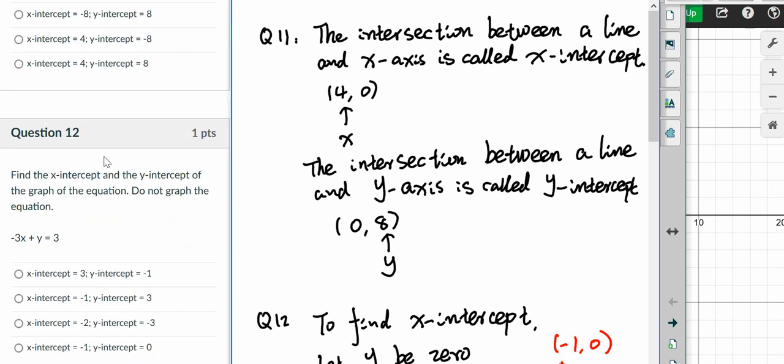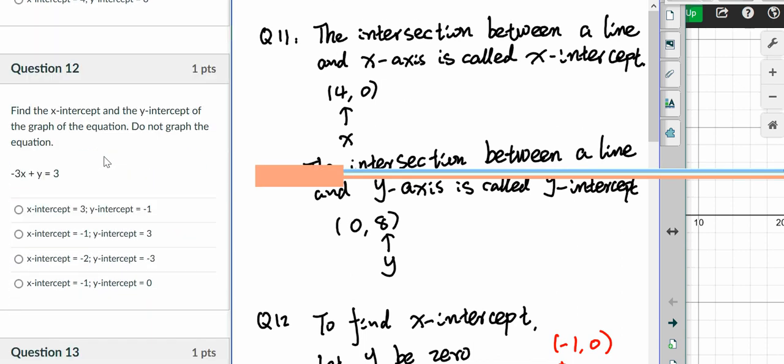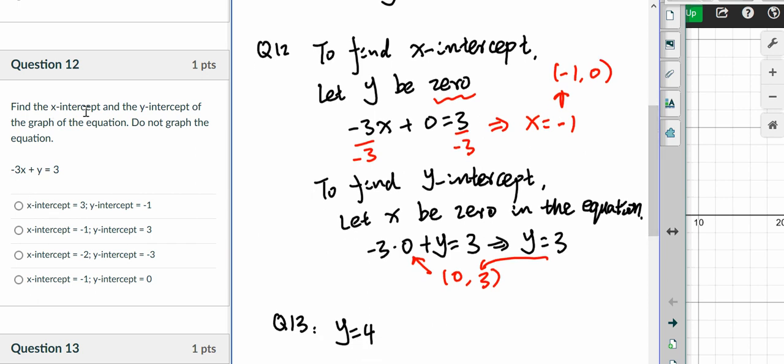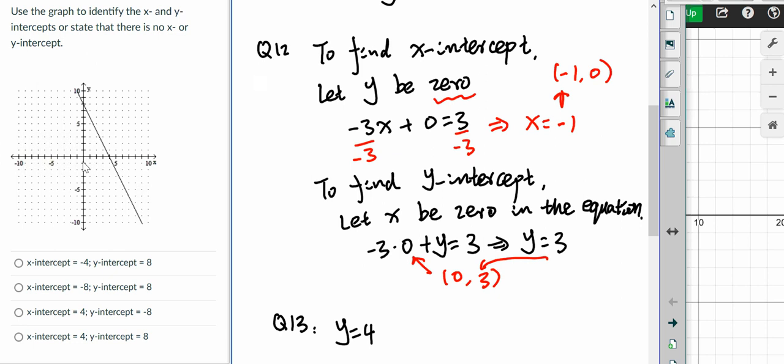Now, let's see question 12. Question 12 is to find the x-intercept and y-intercept of the graph of the equation, and do not graph the equation. Previously, we said the x-intercept has y-coordinate 0, because again, the second coordinate here is 0. And the x coordinate is 4. So (4, 0), this one.